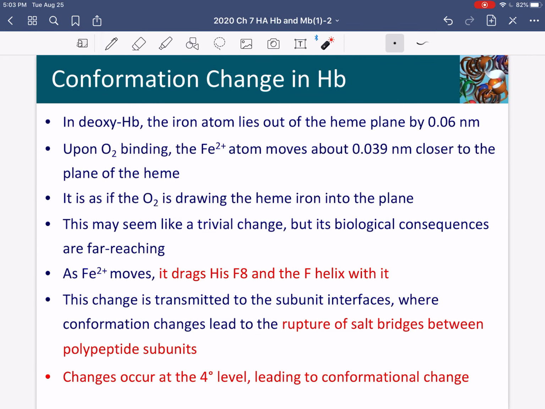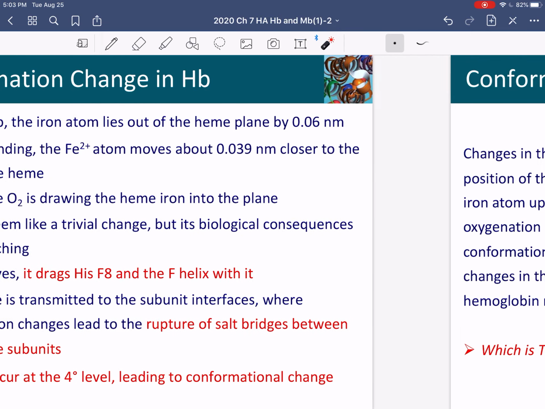All right, so this restates what I talked about in the last slide, that rupture of the salt bridges between the polypeptide subunits, which could only happen if you have quaternary structure. So that means that cooperativity is afforded for the hemoglobin, but not for the myoglobin. So let's have a look at what that looks like. You can read these lecture notes on your own.